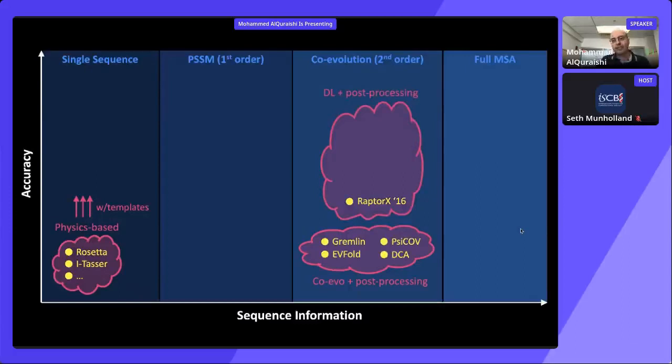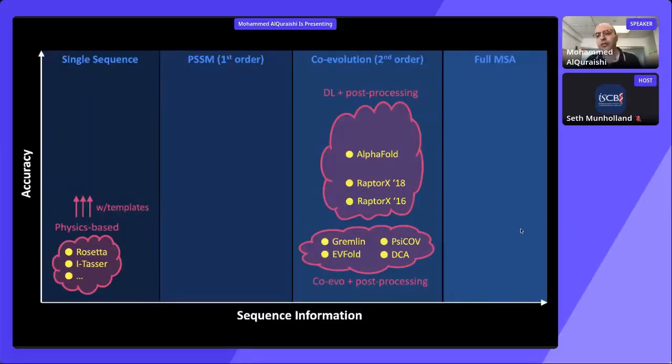So here now it's deep learning, it's supervised learning, something which is learning from actual structural data. This was followed by RaptorX in 2018, which went beyond simply predicting contact maps, which is what these other approaches were doing, to actually predicting distances between residues, and then using that information as constraints for physics-based approaches to fold a protein.